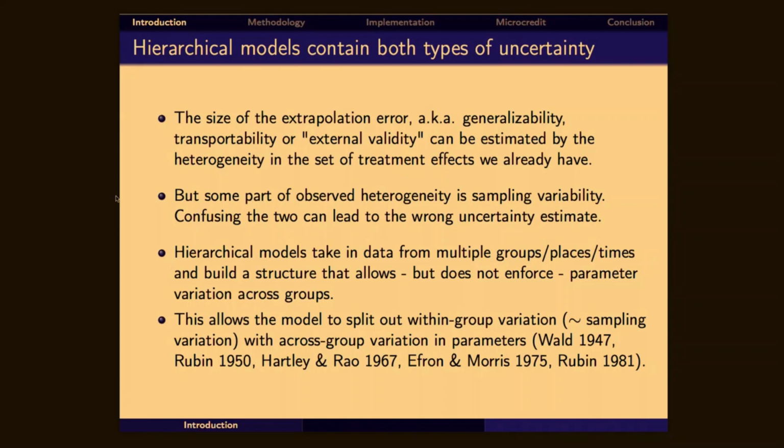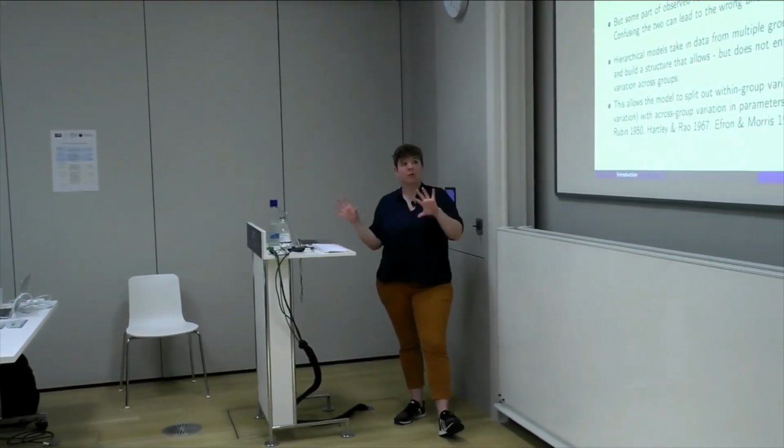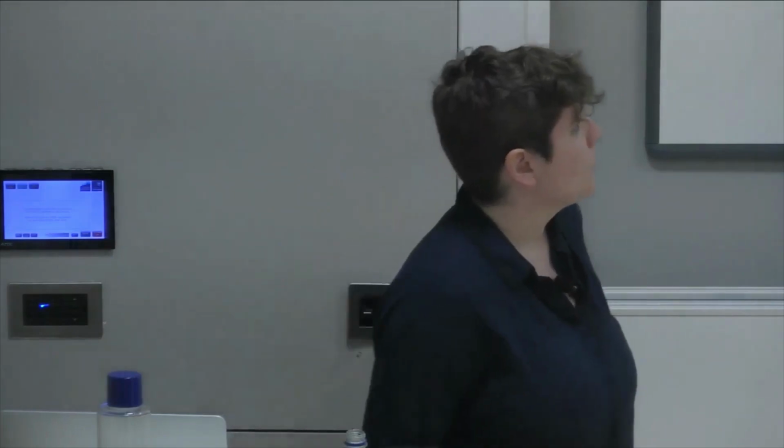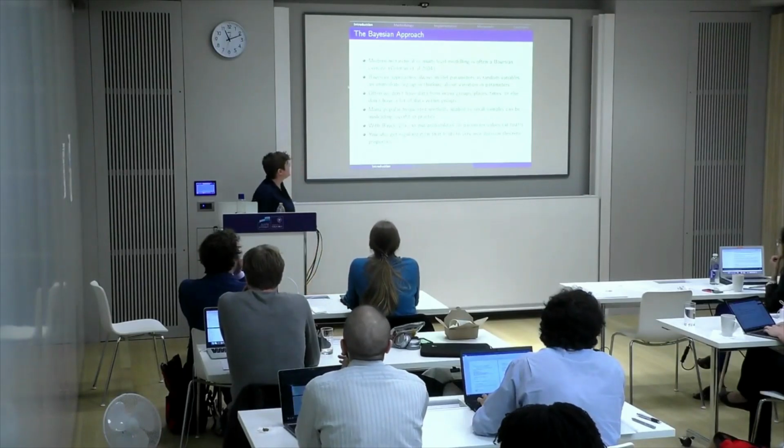So hierarchical models fundamentally take in data from multiple groups or places or times or sites, and they build a structure that allows but does not enforce parameter variation across those groups. What that does is the model can then split out the within group variation, which you can often think of as sampling variation, or unmodeled within group heterogeneity, that's fine, and split that out from across group variation in parameters. This is an established old literature; people have been doing this sort of modeling for a while. So it's possible to do those in a frequentist way, but in practice, modern hierarchical and multi-level modeling is often a Bayesian exercise.